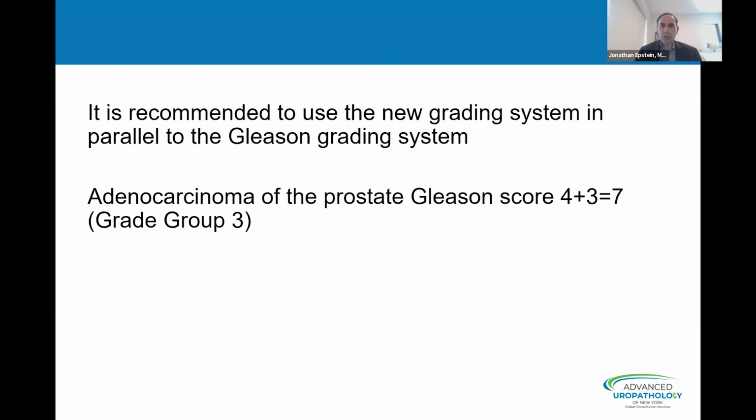It's been recommended to use the new grading system along with the Gleason system, at least for the current time period. So the way we would report, for example, 4 plus 3 equals 7, is we'd say adenocarcinoma of the prostate, Gleason score 4 plus 3 equals 7, but then put in parentheses after it grade group 3. The thought is eventually we may just report grade group 3, but currently that's not the practice.